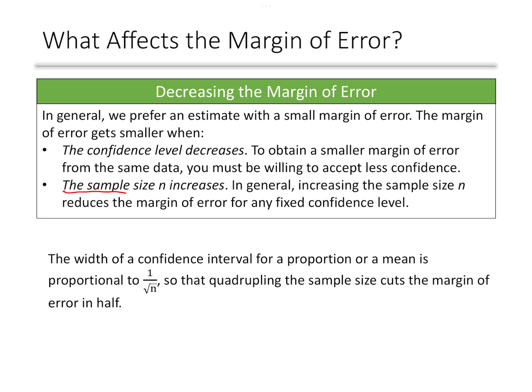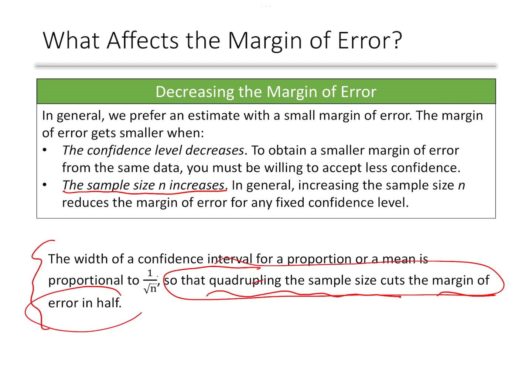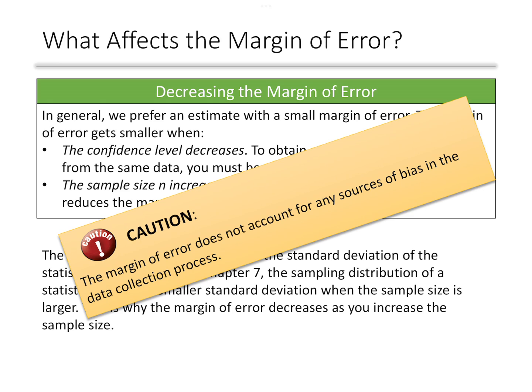Okay. If the sample size increases, that also makes our margin of error smaller because we're dividing by an n. In general, the width of a confidence interval for a proportion or mean is proportional to 1 over the square root of n. That means if I quadruple the sample size, that cuts my margin of error in half. I would know this. You're going to have multiple choice questions that ask you about things like that. Okay? A note of caution: the margin of error does not account for any kind of bias in our data collection process. If we have bad data collection, we just have bad data collection, okay?